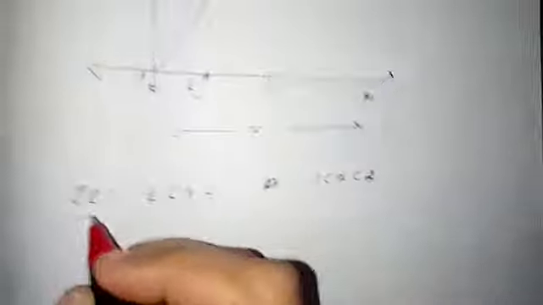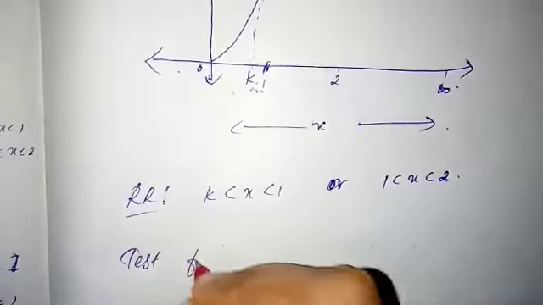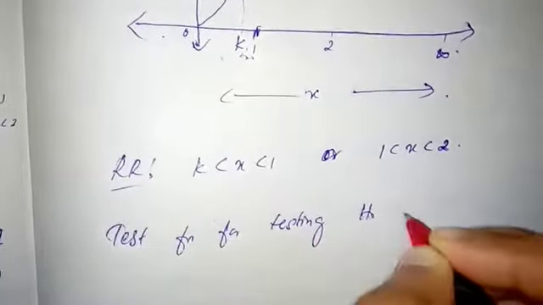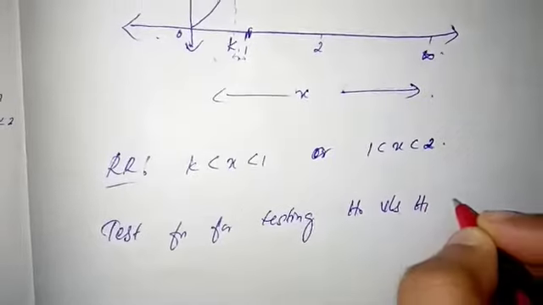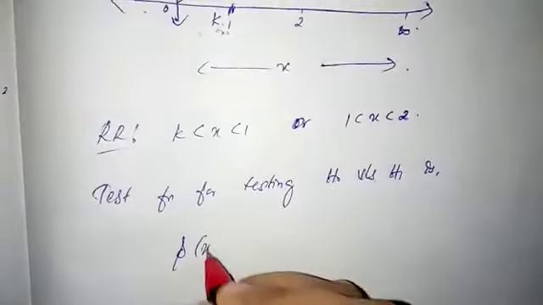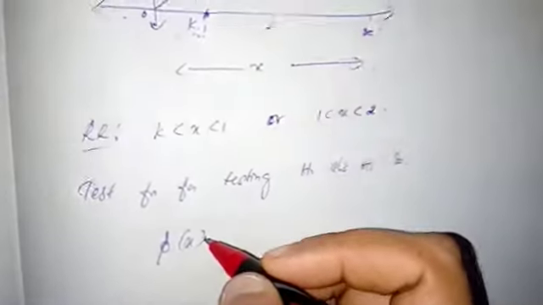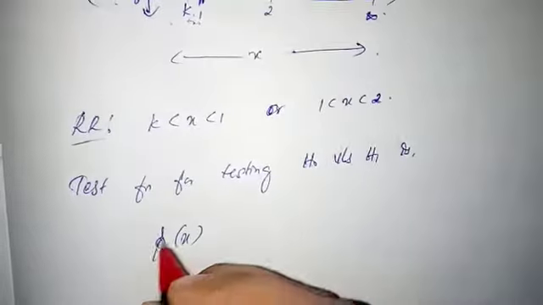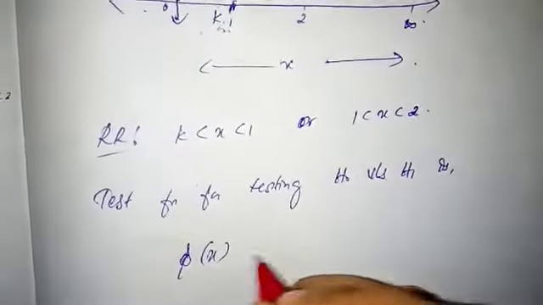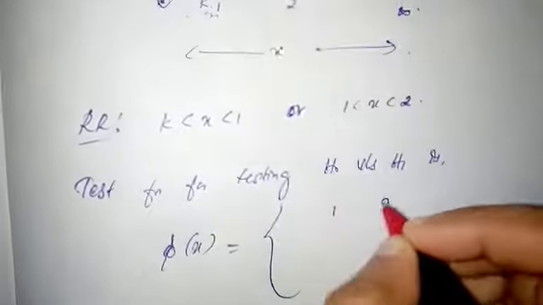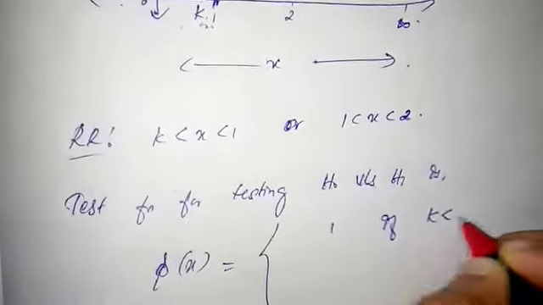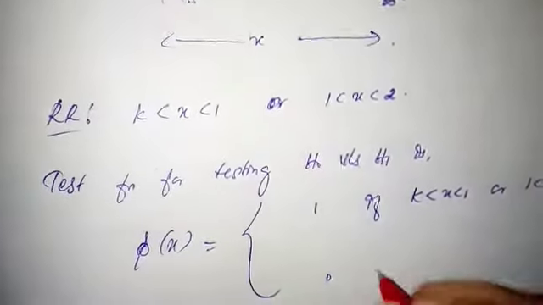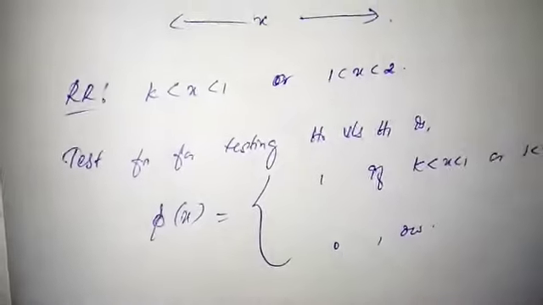Then you will write the test function. It is a test function for testing H0 versus H1. Phi of x, because here the sample size is 1. For that we have to take phi of x equal to 1 if x is in the rejection region, that is k less than x less than 1, or 1 less than x less than 2, and 0 otherwise, right?